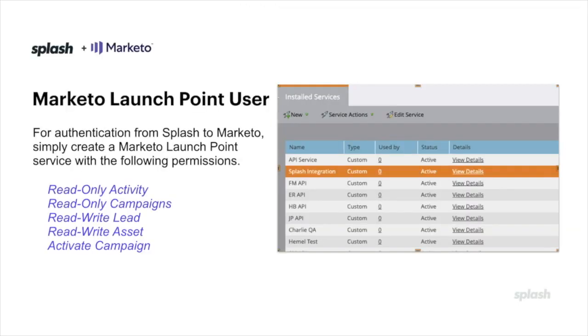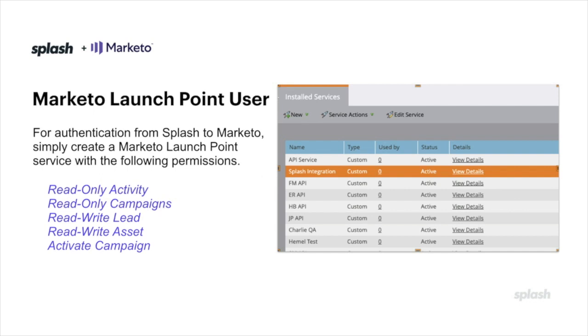So when it comes to it, how do you actually set this type of thing up? There's really three major concerns you're going to have. One is make sure that you have set up a launch point user and make sure that that user has the right permissions, specifically the ones that are on screen: read-only activity, read-only campaigns, read-write lead, read-write on asset, and activate campaign. Those are the ones that are critical to be able to use the full set of features in the new integration with Marketo. Right? So make sure that you're checking that on the actual permissions when you're setting up that user.